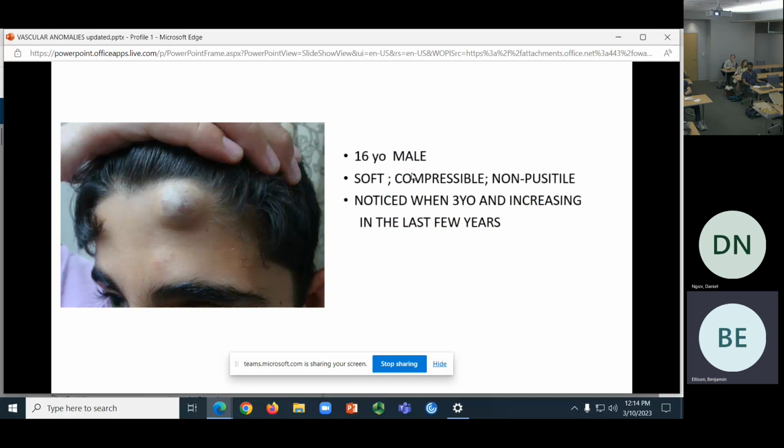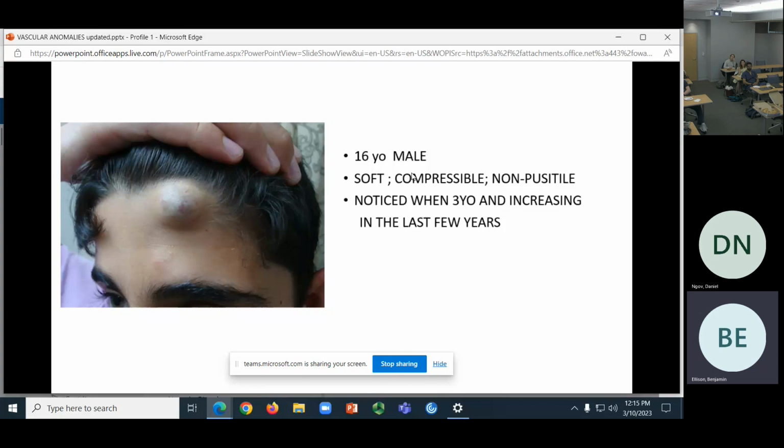This is another example of a patient, 16 years old, who has this mass that is getting bigger and bigger over time. There's no pulse. You put your hands there, it's compressible, you don't see a pulse. It's not a tumor, it's a malformation. It's growing over time, first noticed around 1 year of age, and slowly it's getting bigger. This is a classic example of a venous malformation, right?